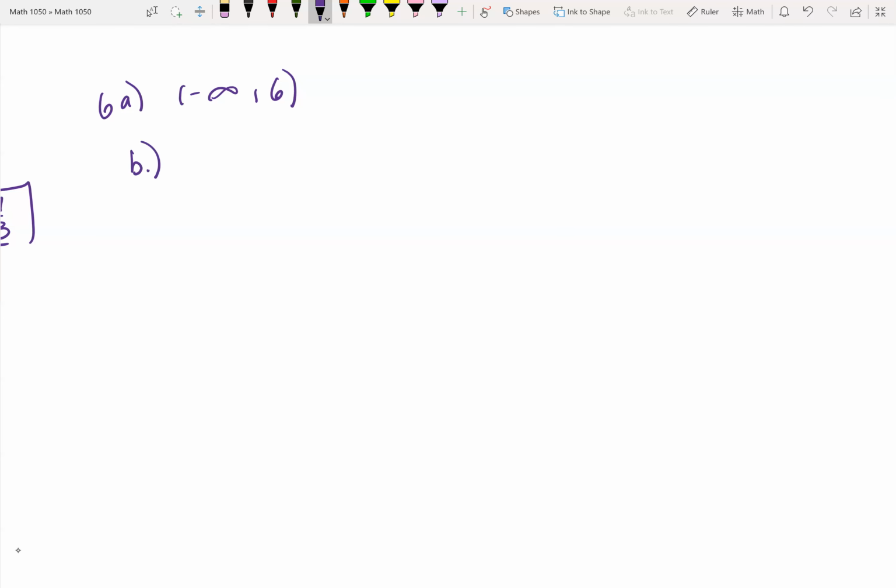Part B is range. That keeps going down and down forever. So that's negative infinity up to a positive 4. Even though the circle's open on the right, it still touches it on the left, so it's a 4 with a bracket. Question C. So this is kind of awkward.